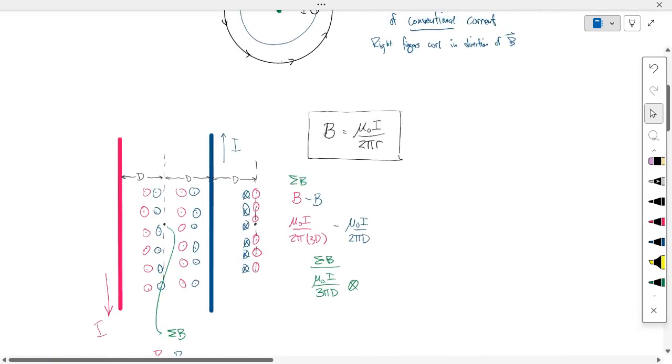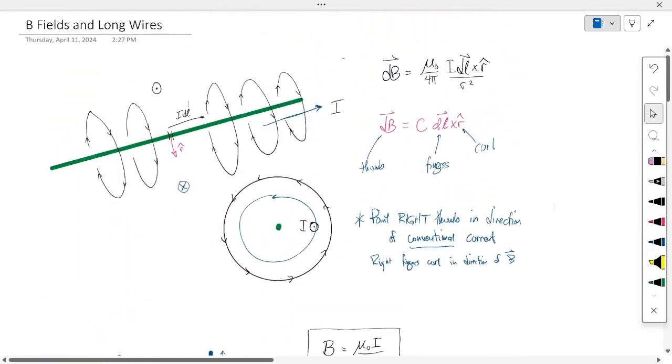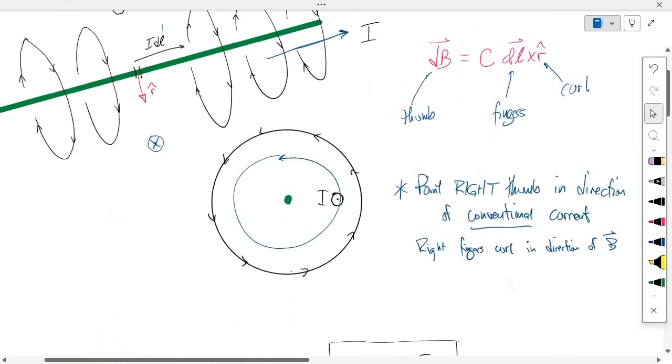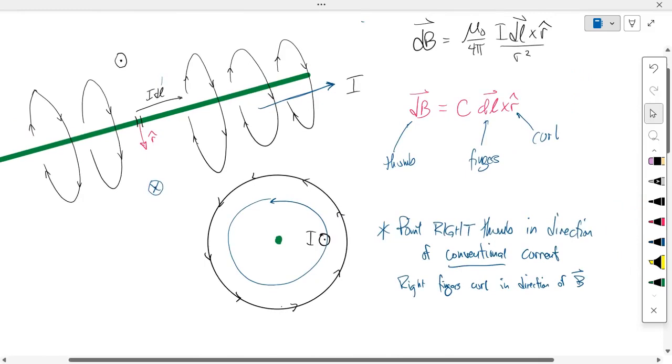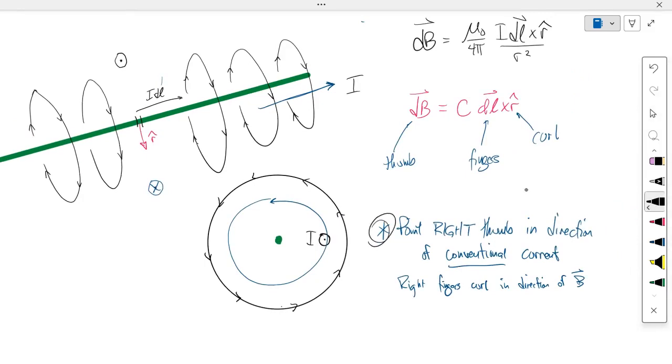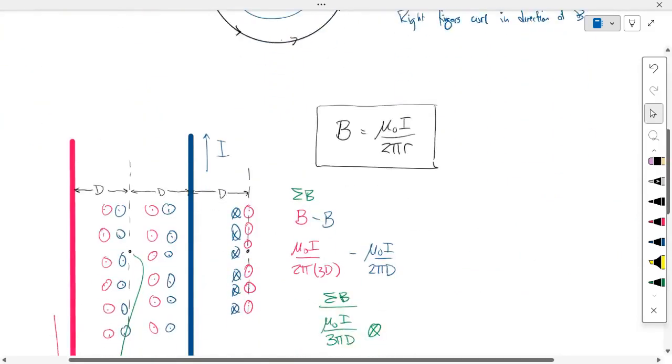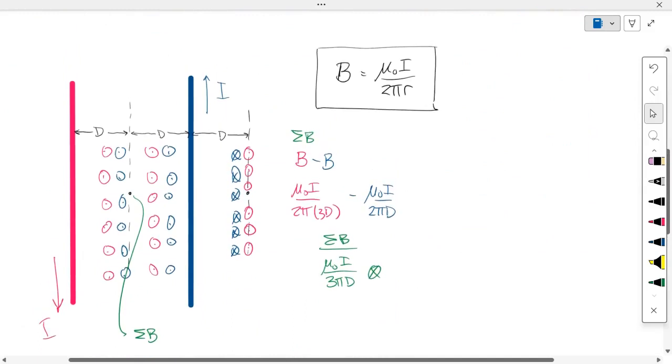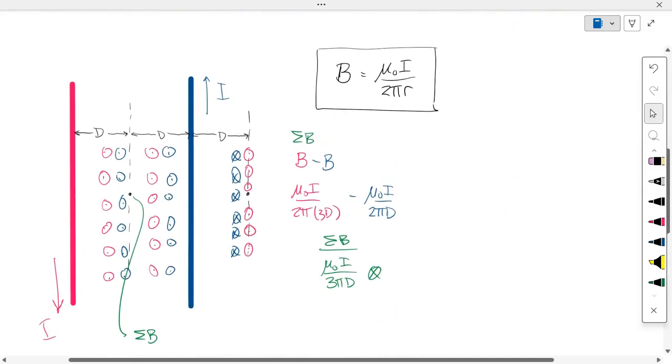All right, but the idea is we want to be able to combine what we know about directions of fields, and we have a couple different ways to figure out those directions. I would really try to work on that way. And using that and an expression for strength of fields, we can find net field strength at any location or at some locations. Okay, thank you.